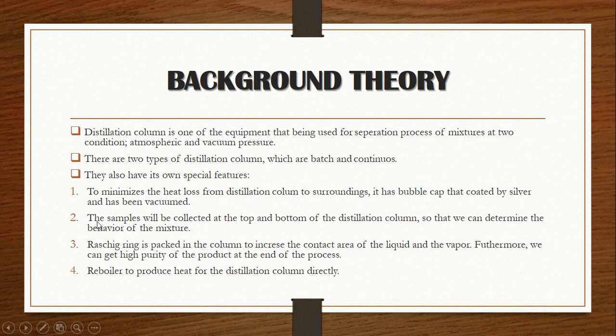The second part is that the samples will be collected at the top and bottom of the distillation column so that we can determine the behavior of the mixture. In this distillation column, Raschig rings are packed in the column to increase the contact area of the liquid and vapor. Furthermore, we can get high purity of the product at the end of the process. The last part, the reboiler, is used to produce heat for the distillation column directly.